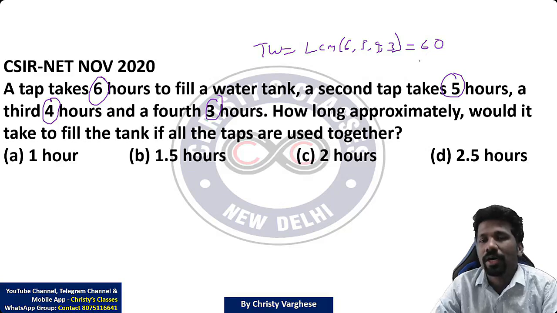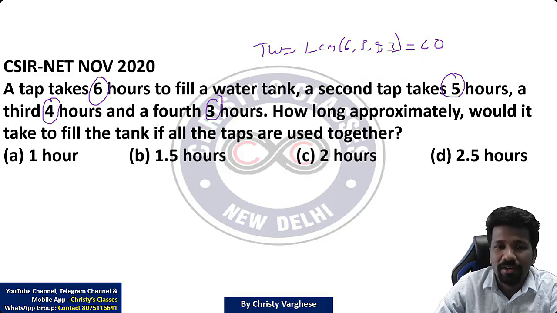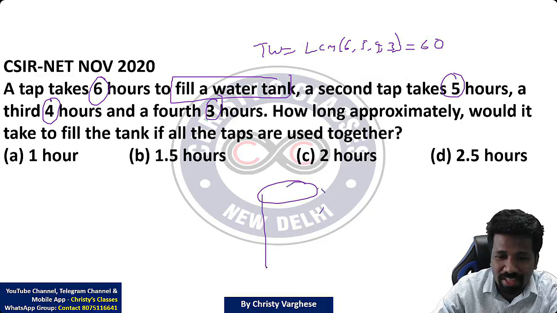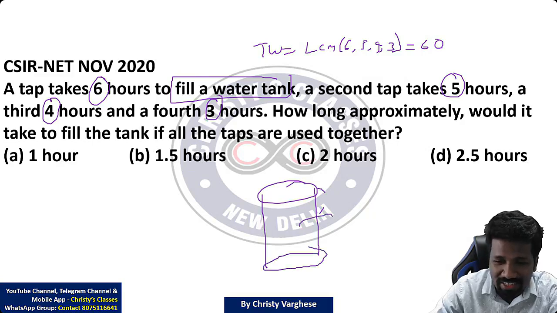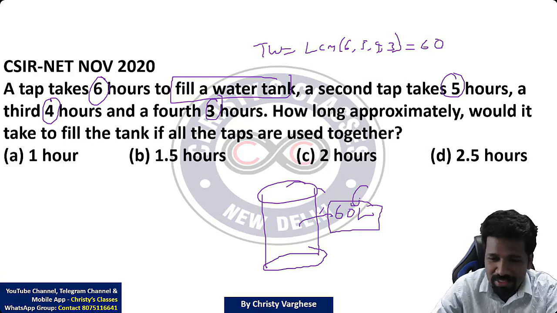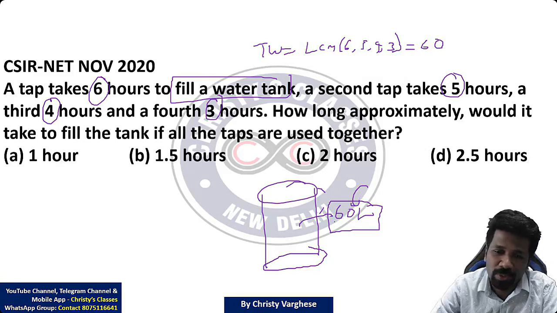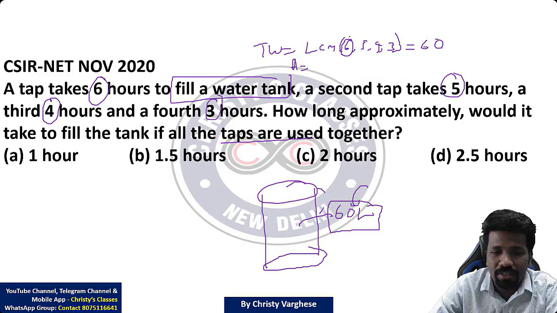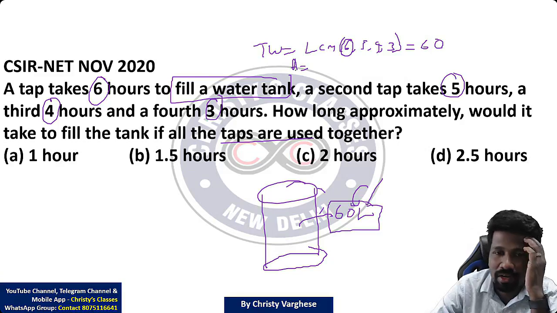So 60 होगा LCM. As it is filling the water tank, to make it more relatable, think that 60 liter है ये water tank का capacity. बहुत छोटा water tank है, but 60 liter water tank है, ऐसा सोचो. So 60 liter completely fill करना है, that is the objective. So individually 4 taps हैं ना, first tap 6 hours में पूरा 60 liter fill कर सकता है.